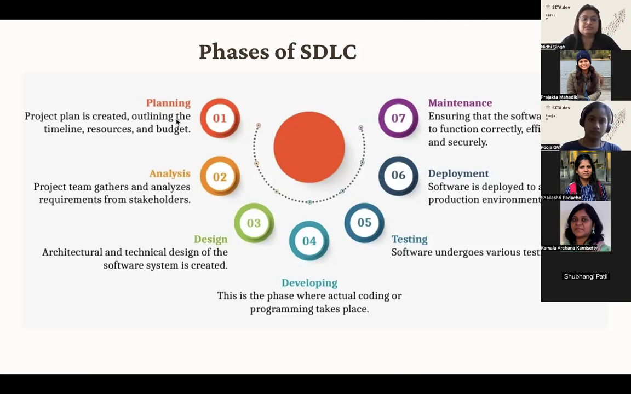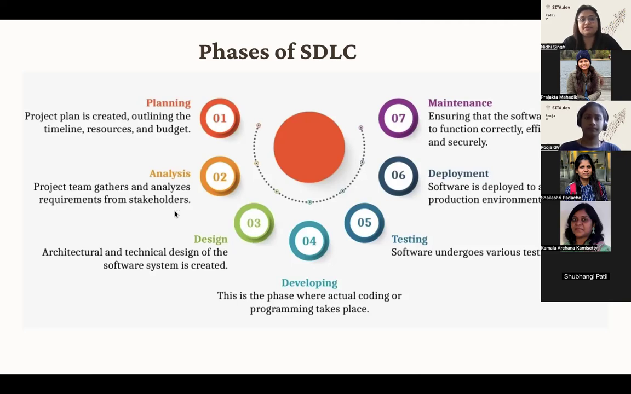First, we start with planning. It is also called the requirement gathering phase. In this phase, the project plan is created and outlined, and everything is planned: how many resources are needed, what the budget of the project is, and what is going to happen in the project. Basically, planning is done in this phase. Now we have the plan document in our hand.